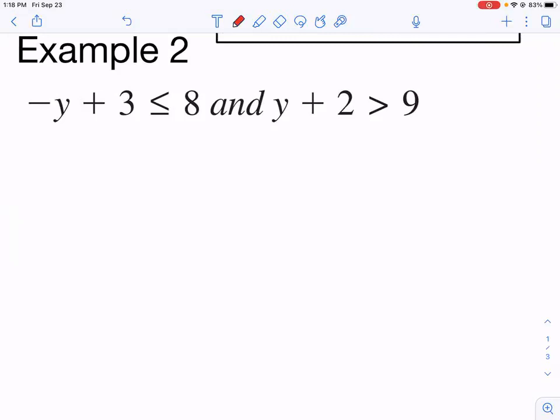Nirvan, if I'm gonna work with this one right here, what do I do first? We're gonna subtract 3 from both sides to get negative y is less than or equal to 5. Gus, what's our next step? Oh, on the other side. So I'm talking about this. I'm not done with this yet.